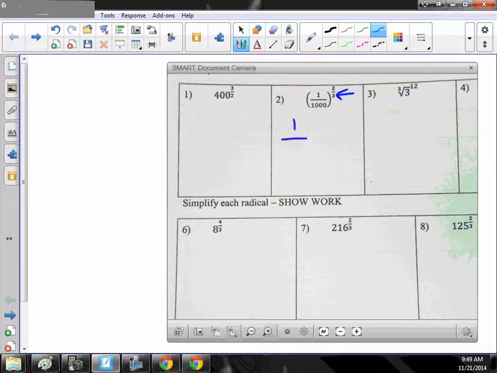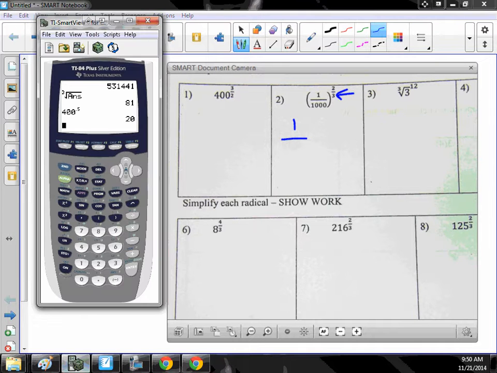1 over. What times itself is 1,000? 10. What if I don't know that? Just do the cubed root of 1,000. So I want to know math cubed root of 1,000, and I get 10. So if I take 1 over 10 times 1 over 10 times 1 over 10, I get 1 over 1,000.